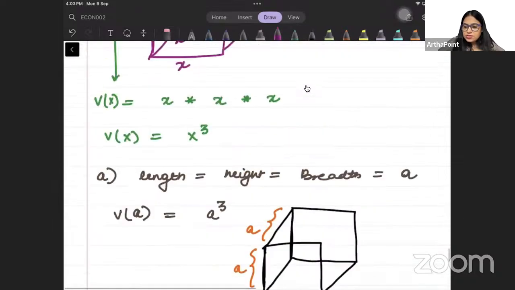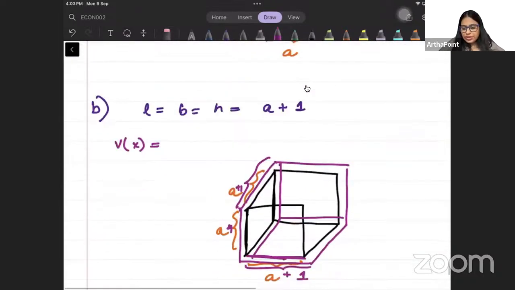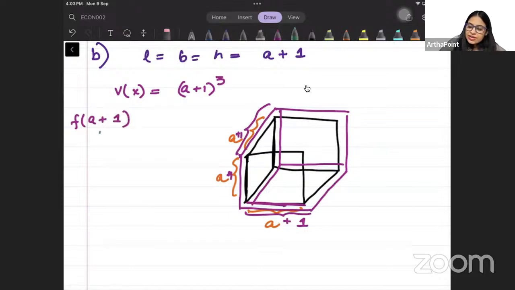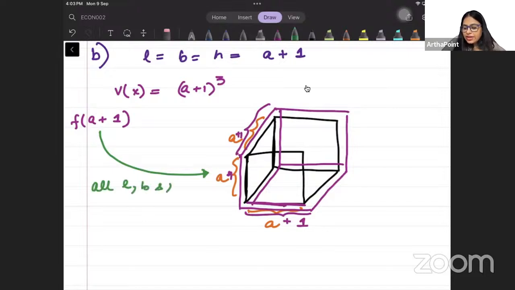Instead of x, I will put a plus 1. Length is also a plus 1. Breadth is also a plus 1. And height is also a plus 1. So when we are saying कि x की जगह हमने a plus 1 डाला, this means that all length, breadth and height have increased by 1. I am talking about a bigger cube. मेरा cube ही बढ़ गया है.